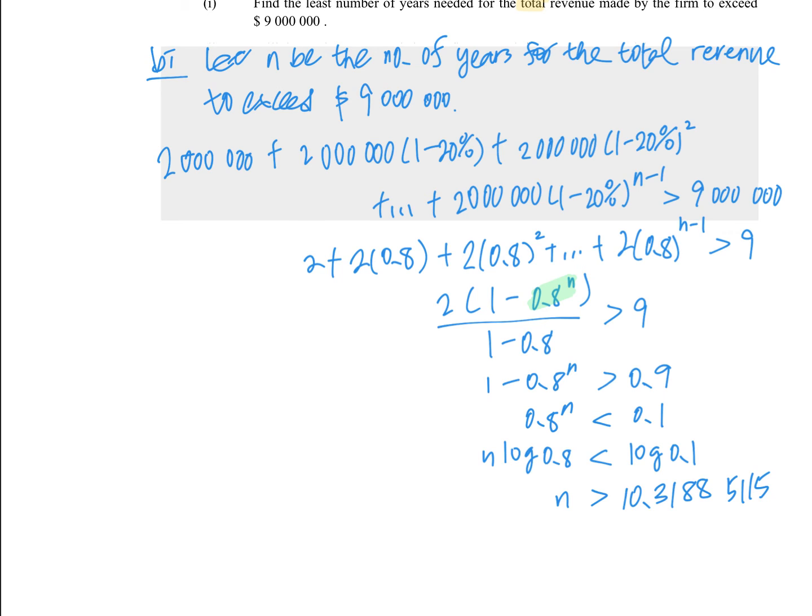So that's why the least number of years needed will be 11. So let's conclude: the least number of years needed will be 11. And this part is finished.